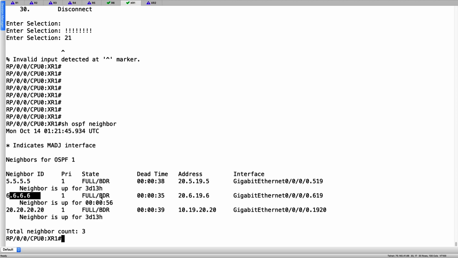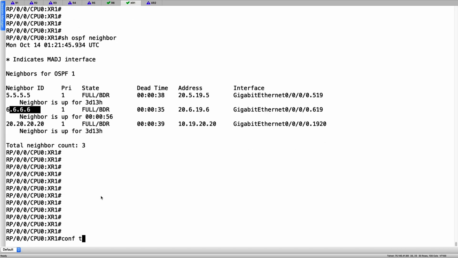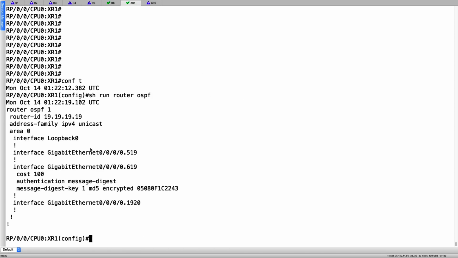Your network type must be the same on both the routers. Otherwise, it's going to be unstable. So let's go and change the network type on my IOS XR1. Let's do a show run router OSPF. As you see, OSPF has already been pre-configured. I have not configured a network type as of right now. XR1 is automatically detecting it to be a broadcast segment.